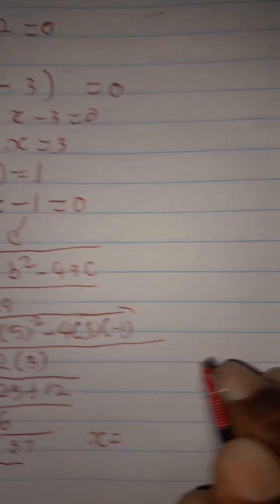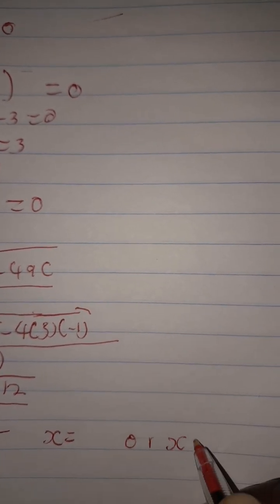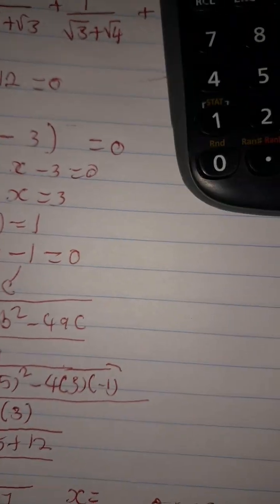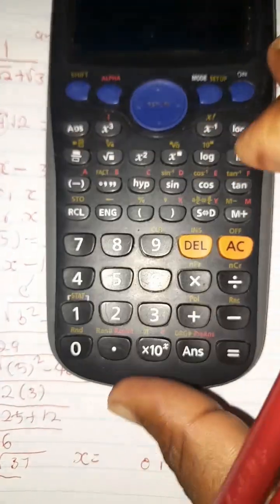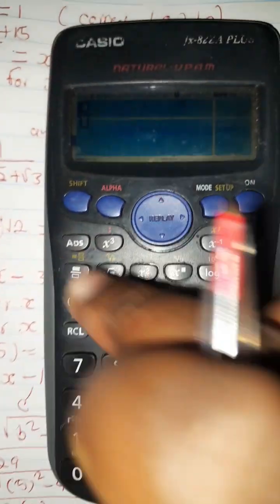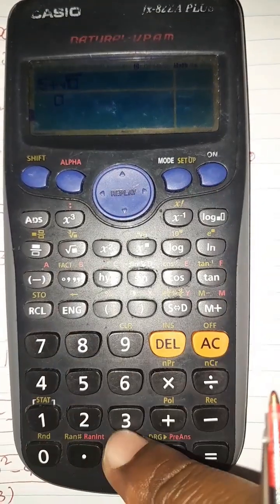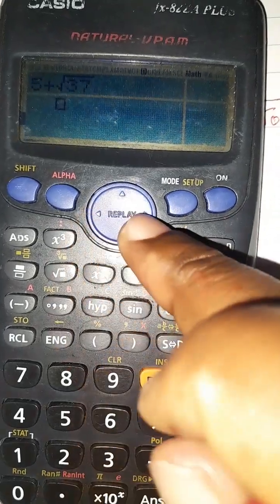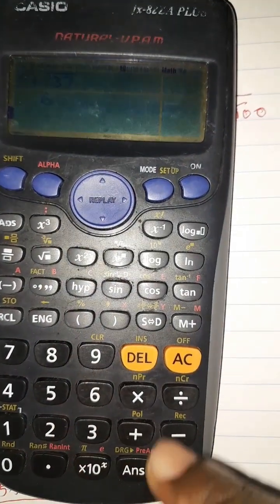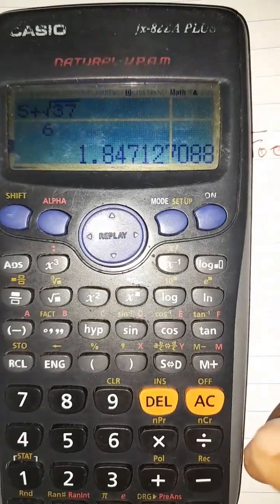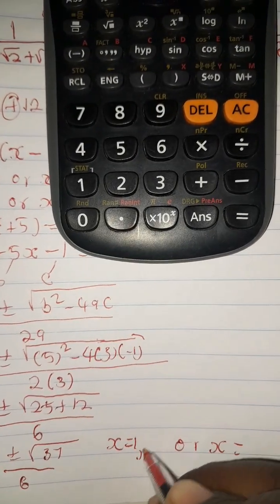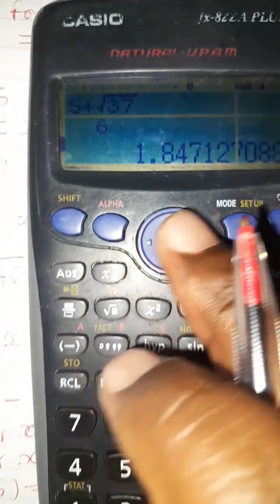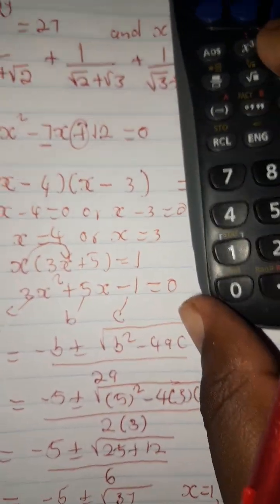Therefore x is equal to, let's put the solutions. It's advisable that you use your calculator. Let's take our calculator. We have negative 5 plus root 37 divided by 6. Let's start with the positive solution. What will that be? That's going to be 1,85. Or let's put a minus now. Don't forget to say it's minus.